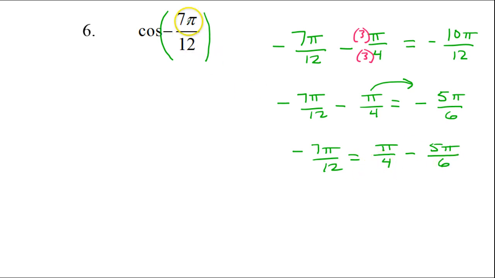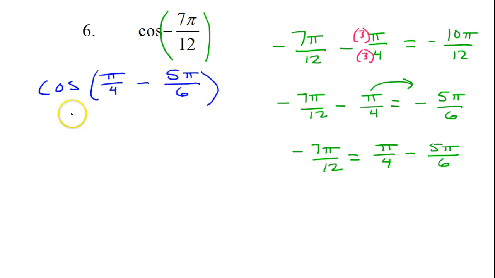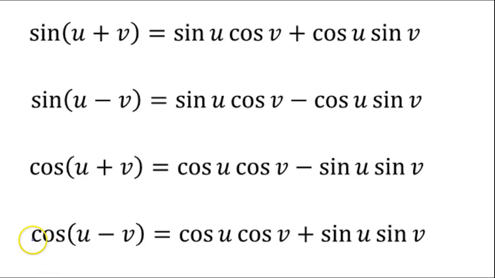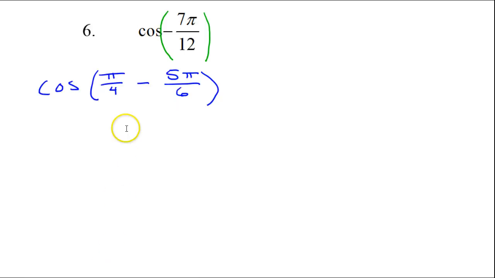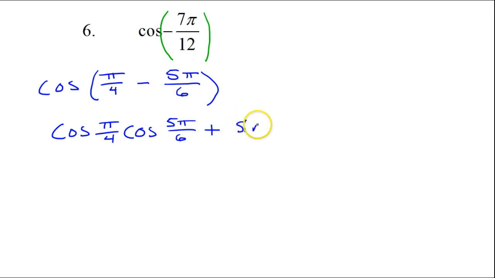And this is what I'm going to use to separate this into two angles. Okay, so this expression would be the same thing as the cosine of pi over 4 minus 5 pi over 6. And once again, I'm going to use this bottom identity right here for the cosine of something minus something. So this would be the same thing as having the cosine of pi over 4 cosine 5 pi over 6 plus, all right, notice the sign change, sine pi over 4 sine 5 pi over 6.